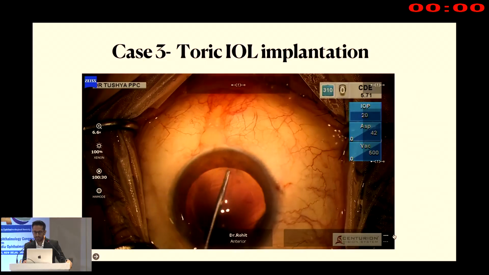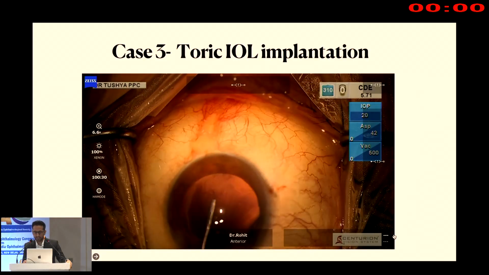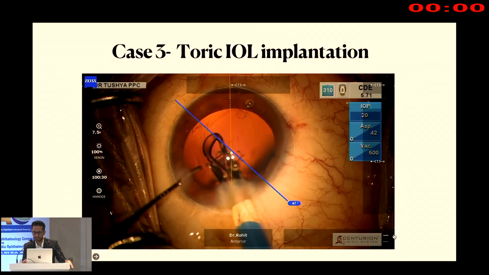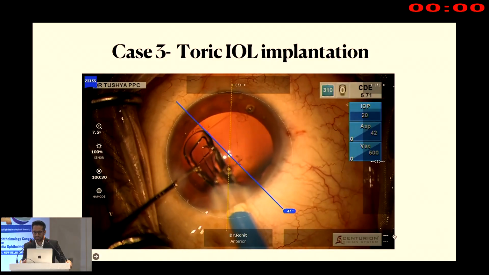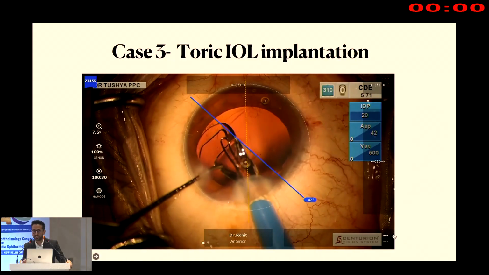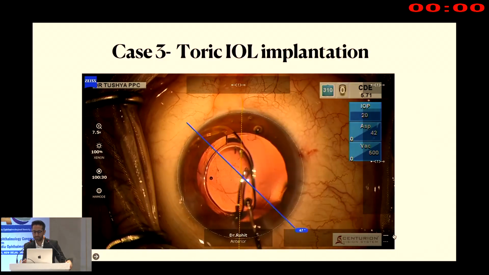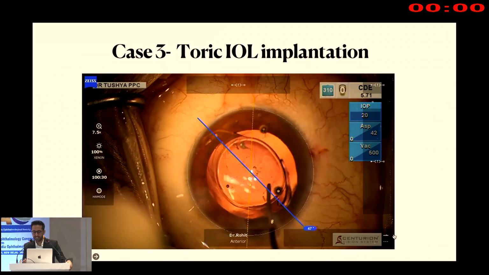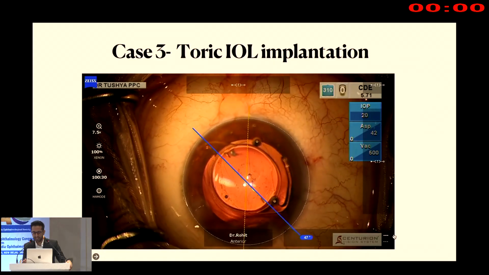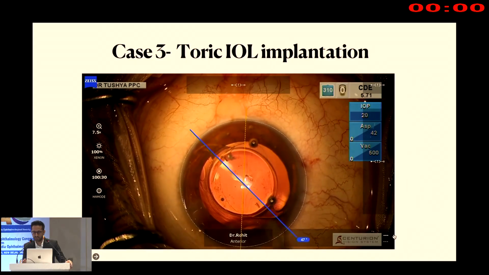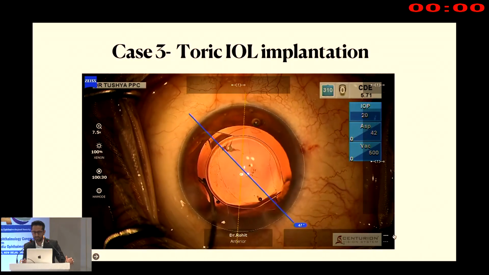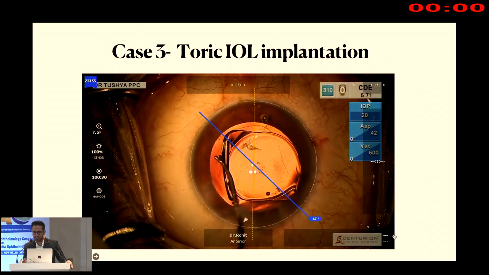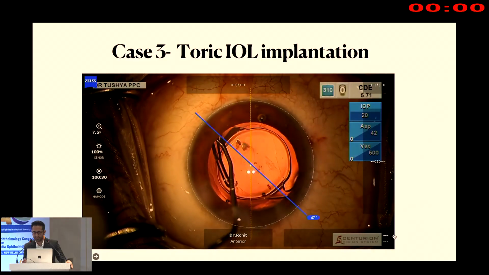inject a toric IOL. I'm going to do it in such a way that I would place it over the iris. Make sure that your chamber is adequately deepened with the viscoelastic. Align it at the axis. Once your chamber is adequately deepened, you slowly flex your haptic into the capsular fornix.